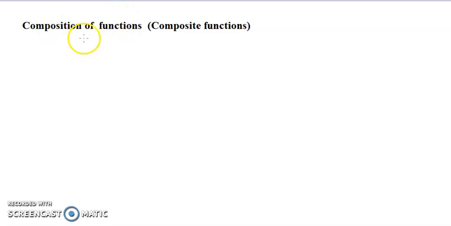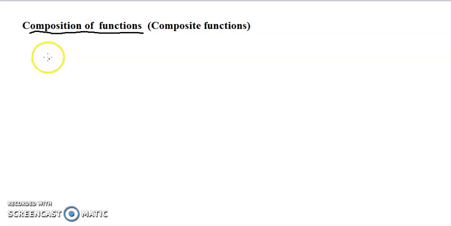In this video, we're going to look at composition of functions, or you can also call them composite functions. When we talk about composition of functions, we will have at least two functions, and we put them together and make a new function. That's called composition of functions.